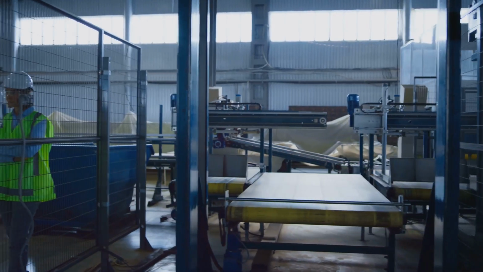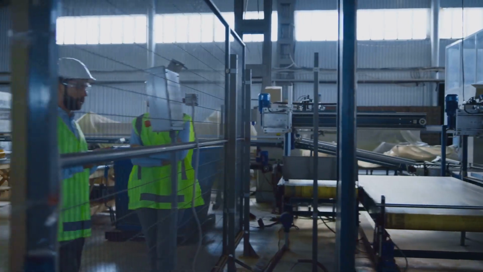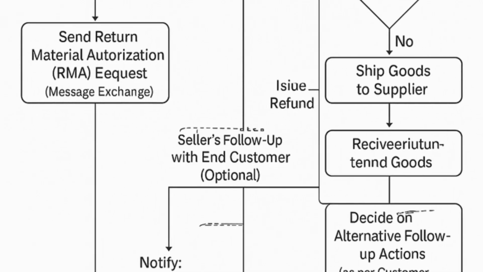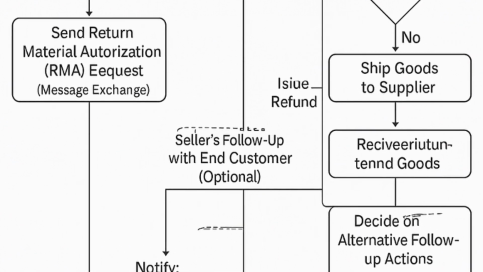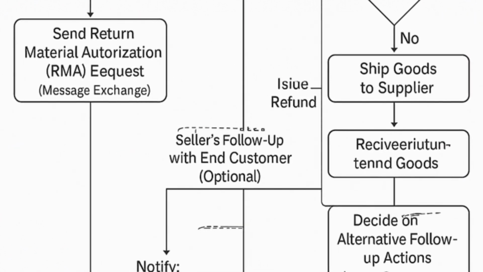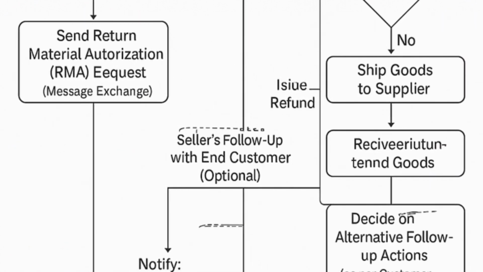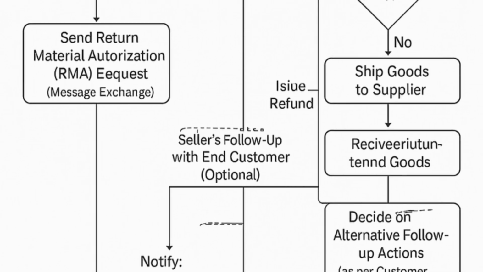Switching gears, let's talk about the supplier's side of things. When a supplier receives a return request from you, they also use message exchange to ask for authorization to return goods to the plant for credit. This RMA request creates a returns order, making you the customer in this scenario.